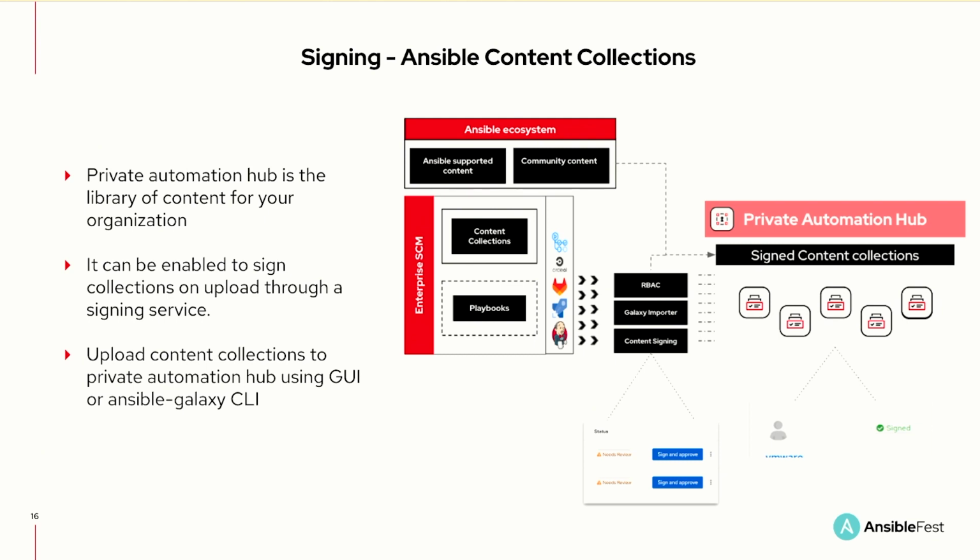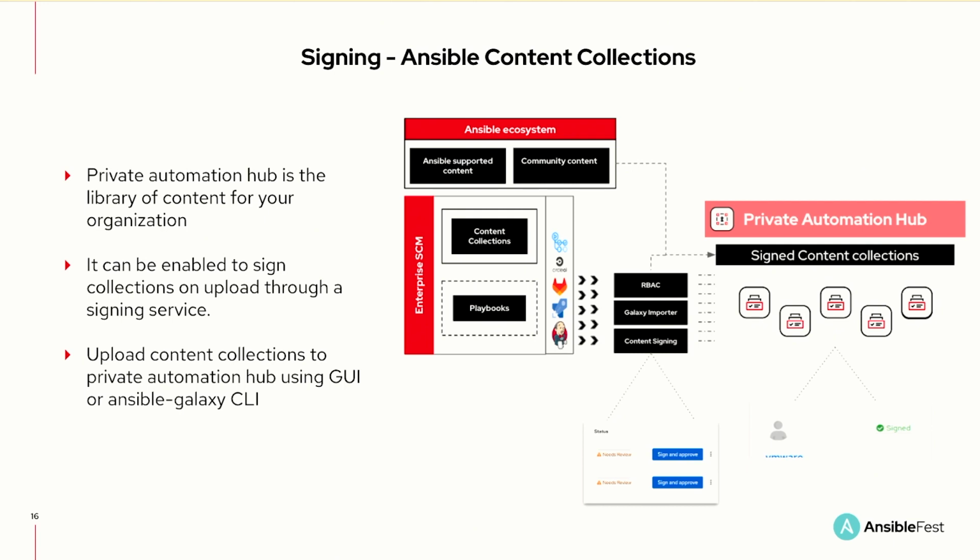I talk about Ansible content can come from either the supported content, which is the public automation hub. We have secured that by signing the collection. The second one can be community content. So how do you trust the community content? You cannot, because it's open source content.